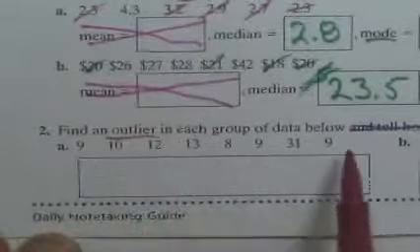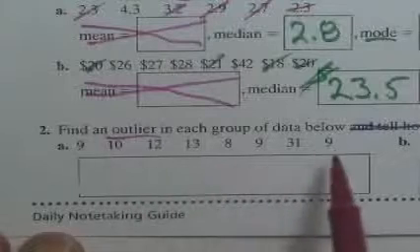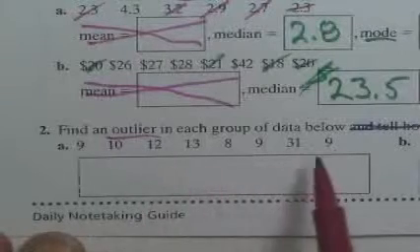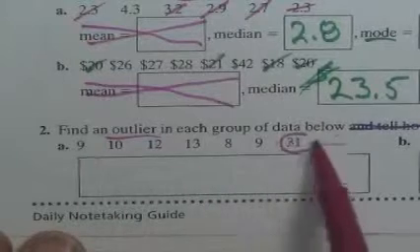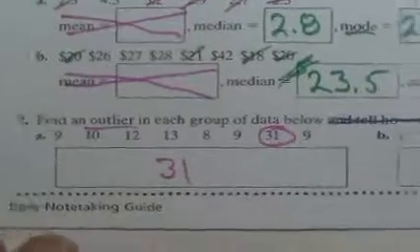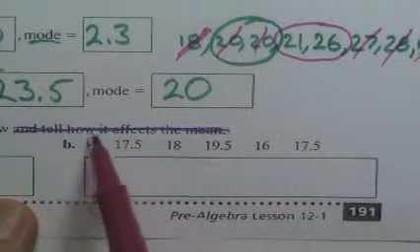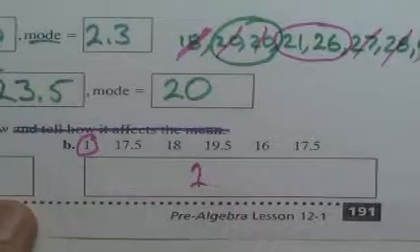Down below here it says find an outlier in each group. So you look at this data and find something that's really large or really low, much greater or much less than the others. And that would be 31. That's much more than all the others. Okay, on letter B, look at the data. 1, that's much less than all the others.